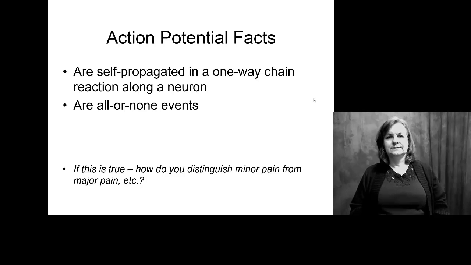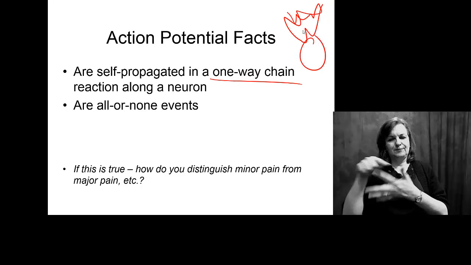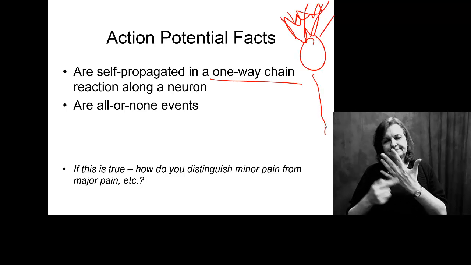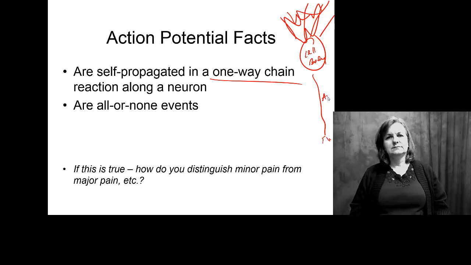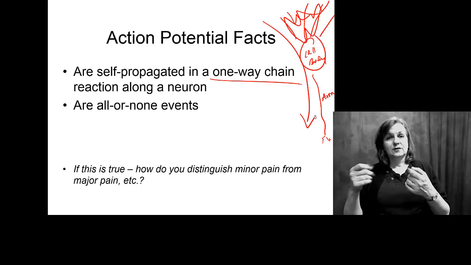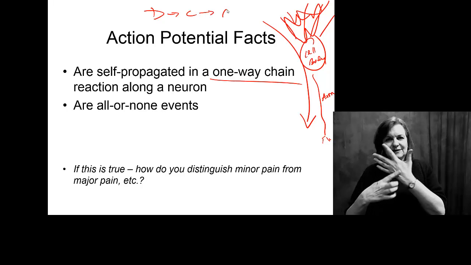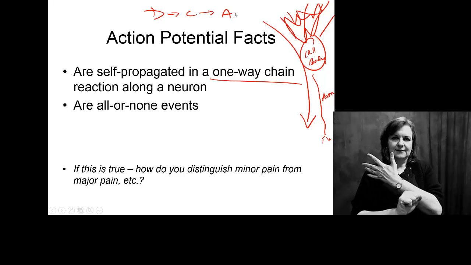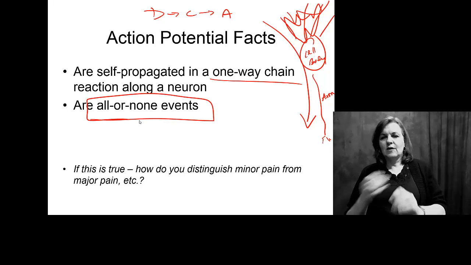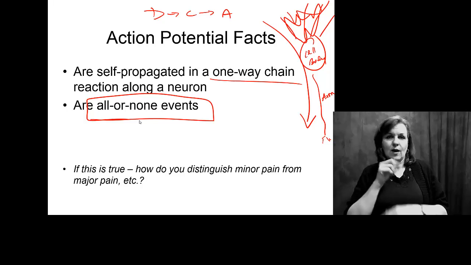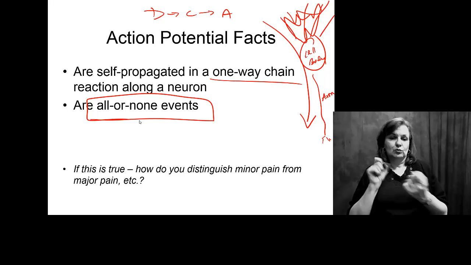With action potentials, they only go in one way. So we had our dendrites, our cell body, our axon. We only ever send signal in one direction. Dendrite to cell body to axon. We never go the other way. We also have what we call all or none events. Either you're going to send a signal or you're not. This is not a little bit of a signal. You either get a signal or you don't.